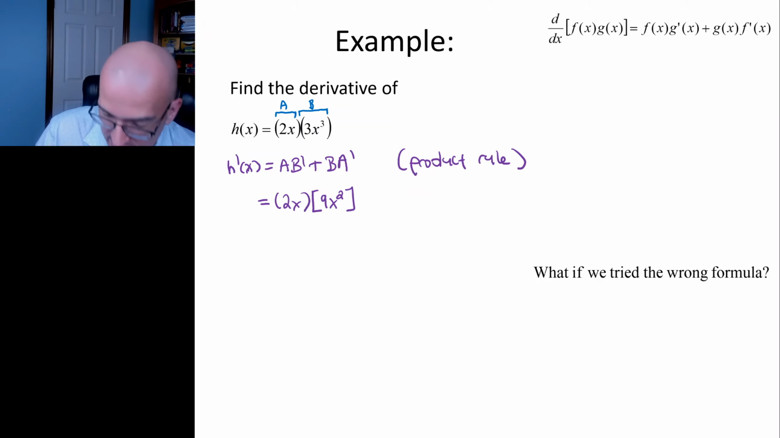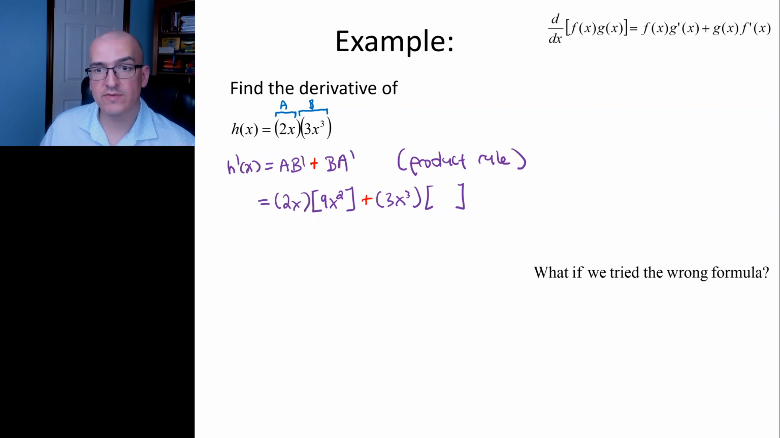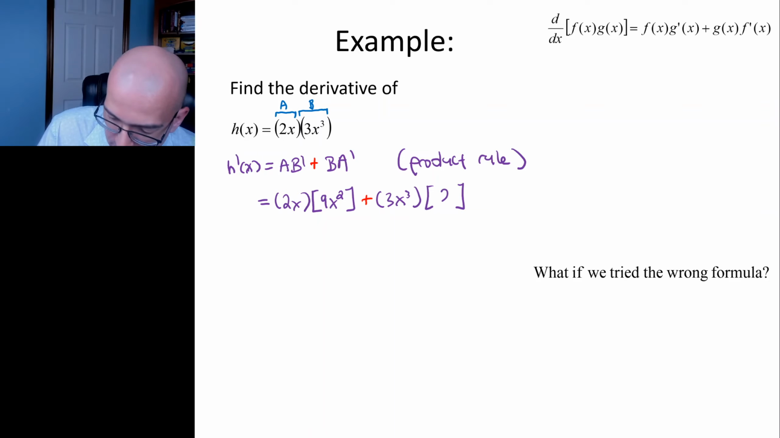Now we have to do the plus. And I'm going to make that plus a different color so it's easier to find for someone looking at the note later. B times a prime, so b, 3x to the power of 3. And then I'll put a square bracket here for the derivative of a. The derivative of 2x is going to be just 2.